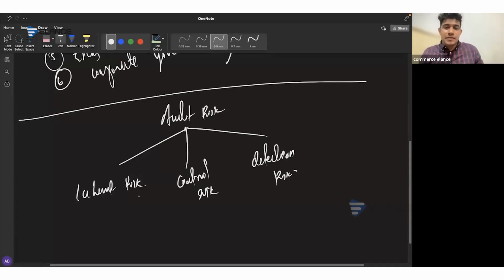And finally, when it comes to the area of detection risk, we know that as an auditor, we are required to perform an adequate amount of audit procedures to pick up the mistakes in the company's financial statements. But unfortunately, by performing the audit procedures, we are not able to pick up the mistakes in the financial statements. That's what is called detection risk.